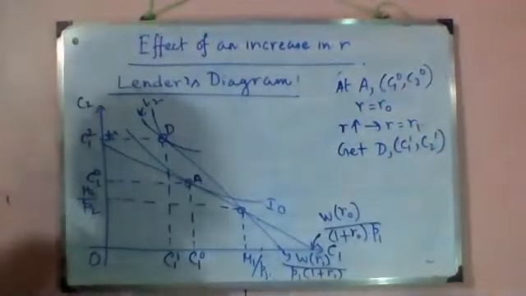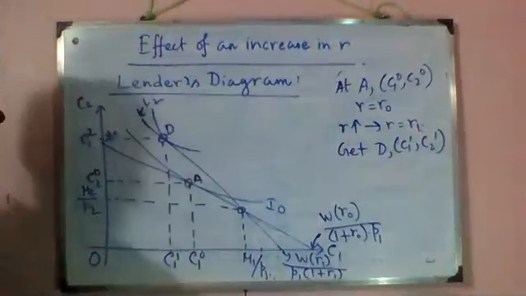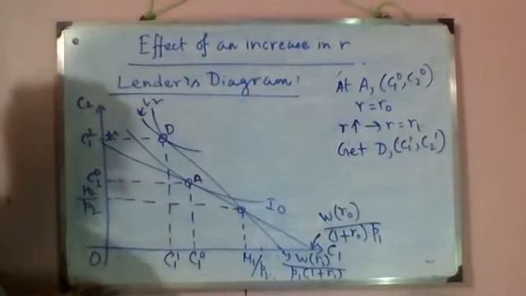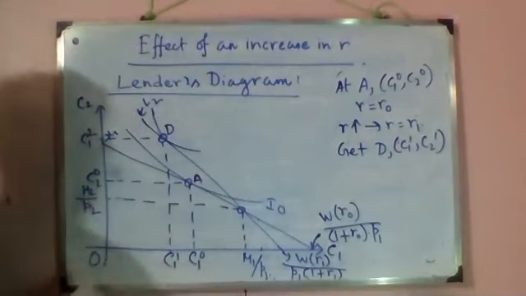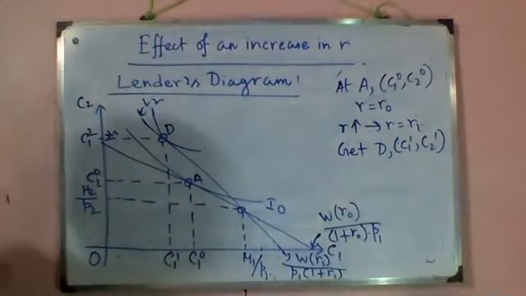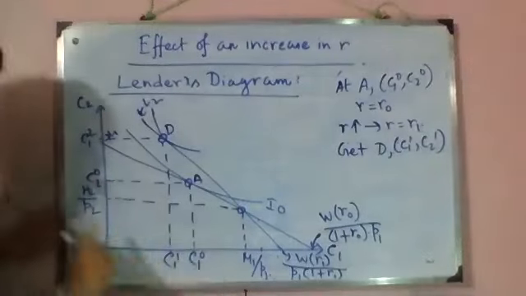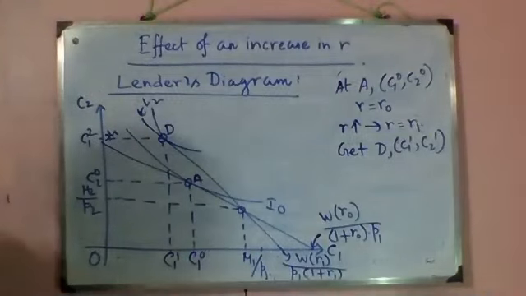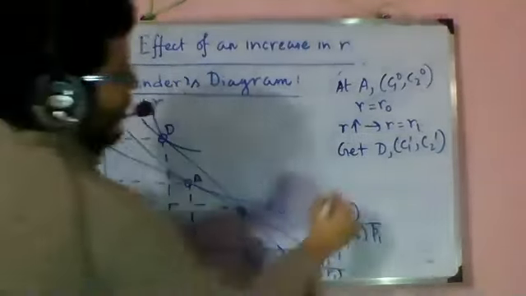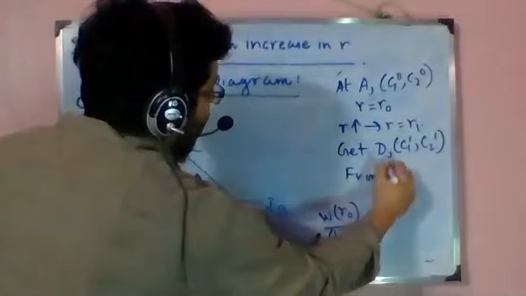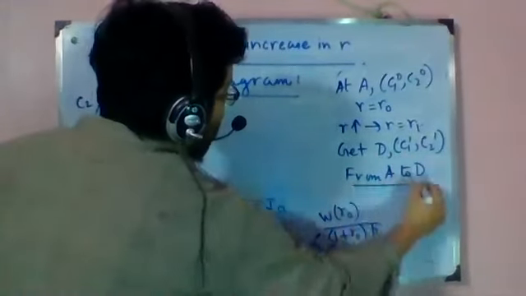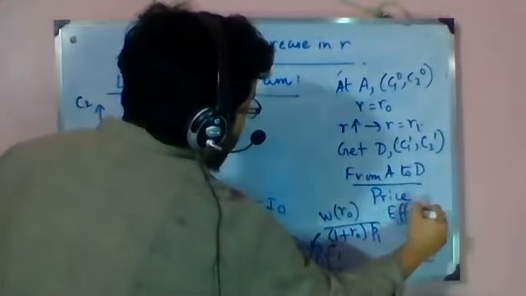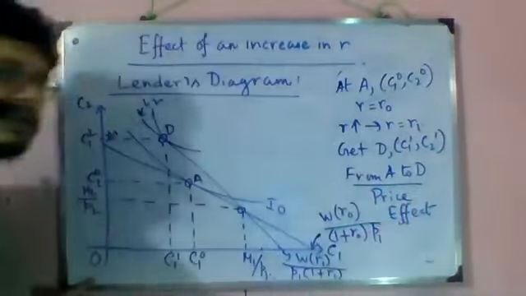As I said, in this diagram we have chosen to take C11 on the left of C1 naught. And there is a reason for doing that. We will come to that later. Why this kind of a setup? Why C11 less than C1 naught? Now, from A to D, this is our price effect. This is our price effect from A to D.